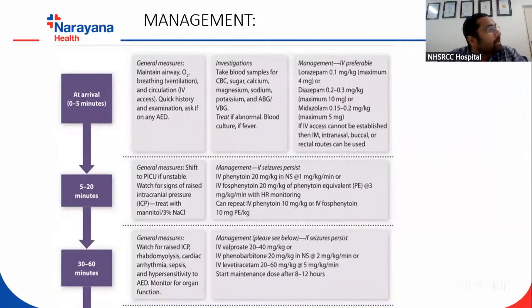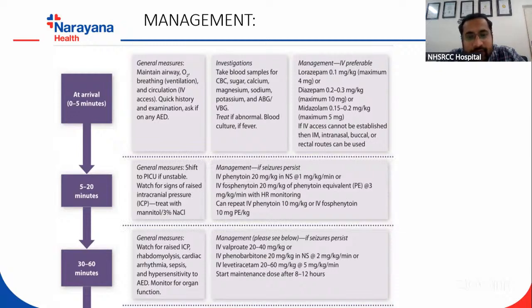So, management in the hospital. As soon as the child arrives, it is very important to take care of ABCs: your airway, oxygenation, breathing, and circulation. A quick history becomes very important, and a short neurological examination. Also very important is any history of previous anti-epileptic medications. As soon as the child arrives, it is very important to take blood samples for a CBC, sugar, calcium, magnesium, and your serum electrolytes, ABG or VBG if possible.